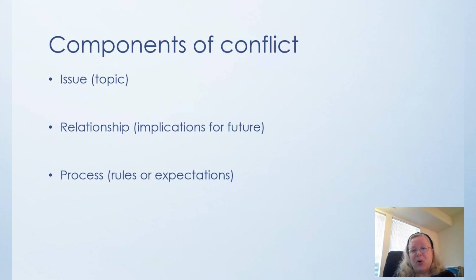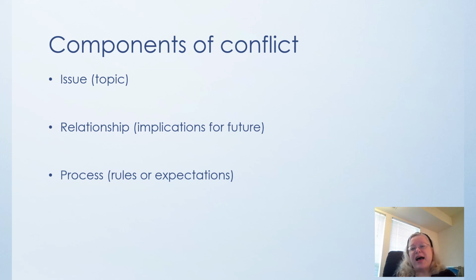A second component is the relational dynamics that you have with this person, the state of your relationship, what kinds of intimacy and self-disclosure you have experienced in the past, and what might be the implications of this conflict for the future of your relationship. All those relational dynamics become another component of the conflict.